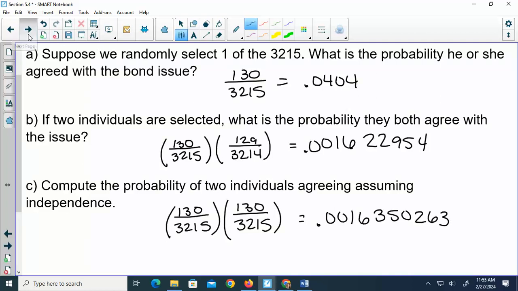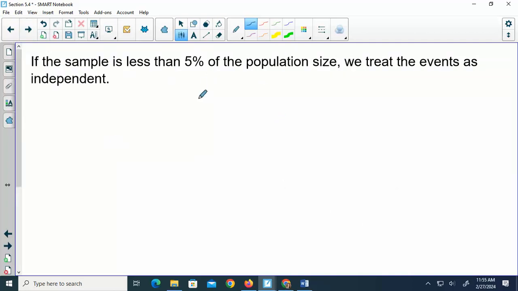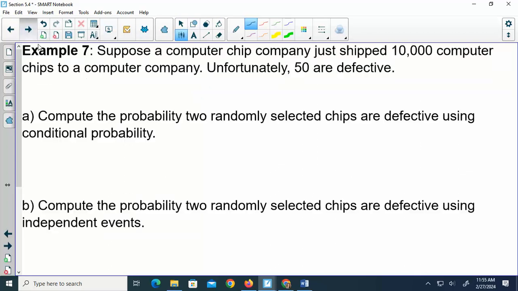So if our sample is less than 5% of the population, we will treat them as independent. That's really not going to be relevant right now. It's more going to come into play in a couple chapters, but I figured I would go ahead and throw it out there while we were talking about it. All right, I want you guys to try this example.